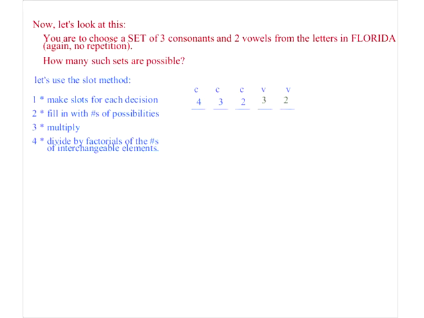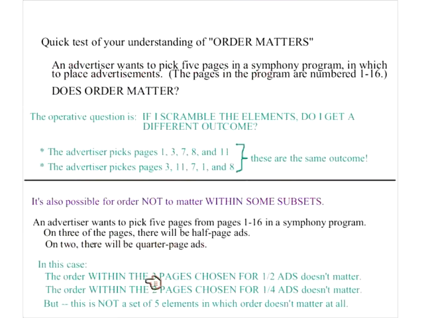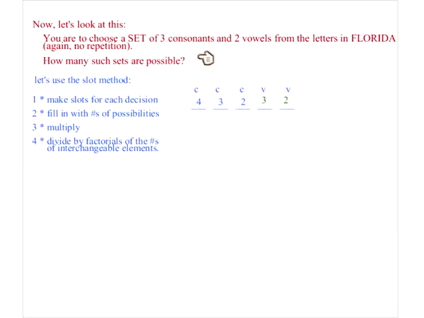Now, here's the big question. By what factorial do we divide? So let me remind you of another problem, which is this one. Okay, this is kind of like this one. We had 3 half-page ads. We had 2 quarter-page ads. Within the 3 half-page ads, the order was irrelevant, and within the 2 quarter-page ads, the order was irrelevant. Same thing here. We've got 2 distinctive sets of items. We've got consonants that we can scramble, and we've got vowels that we can scramble.